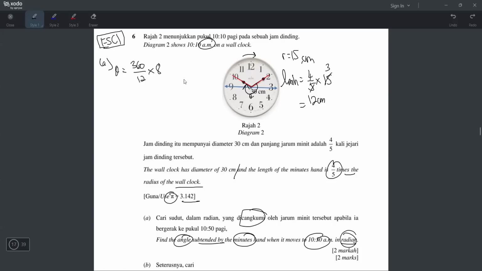But since they want it in radians, I will not use 360 here. I will convert the 360 to radians. One circle in radians is 2 pi. So now you can do it. 2 and 12 cancel to 6. 8 divided by 6 is 4 over 3 pi. So the answer here is 4 over 3 pi radians. If you want to press the pi, also can. Just press 4 times 3.142 divided by 3, and you will get 4.189 radians. So this is the answer.